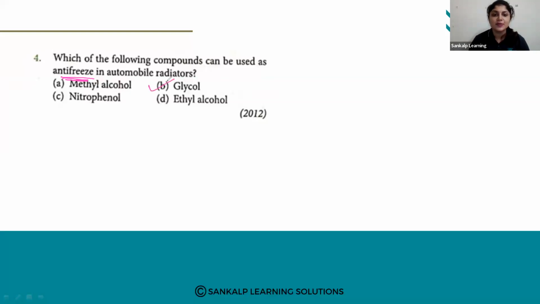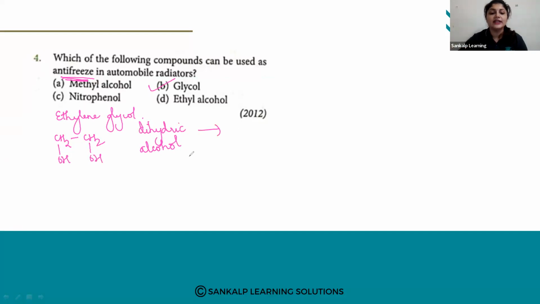So the answer is B. Why is it B? That is ethylene glycol. How is the ethylene glycol structure? It is CH2OH, CH2OH. So it is called a dihydric alcohol. So this is used as antifreeze.